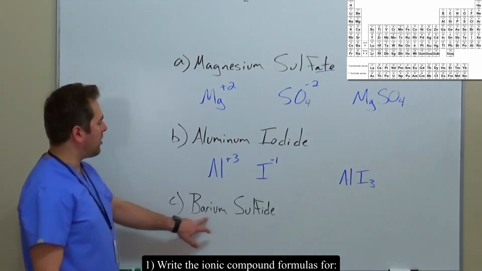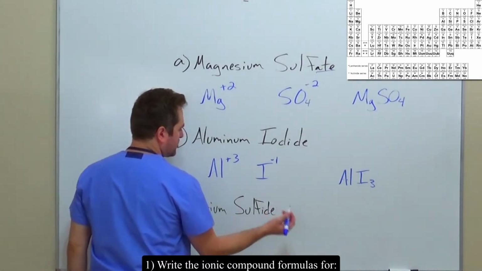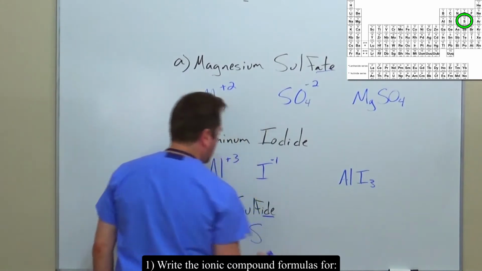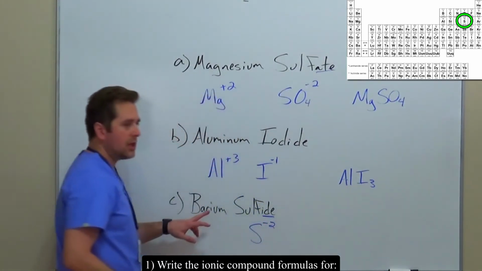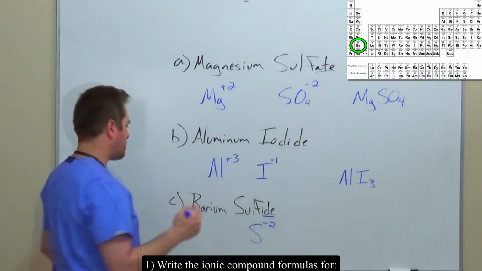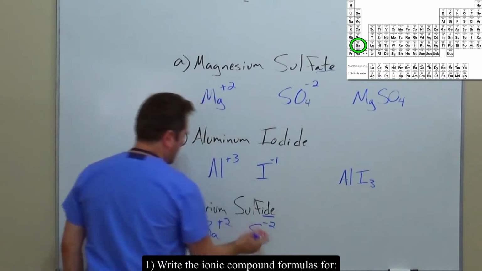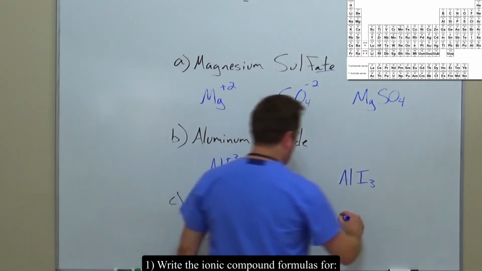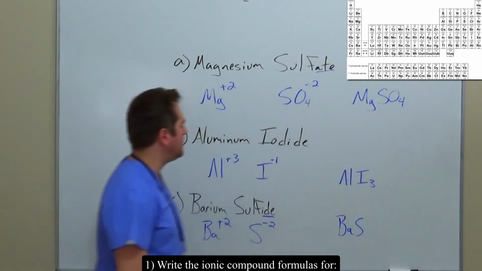All right, what about barium sulfide? Now notice, this is not sulfate or sulfite, this is sulfide. So the implication is that it's just sulfur. Sulfur is group 6, so it has an overall -2 charge. What group is barium in? That's right, +2. So again, their oxidation numbers are equivalent with one another. They're going to neutralize each other. So our compound is simply barium sulfide.